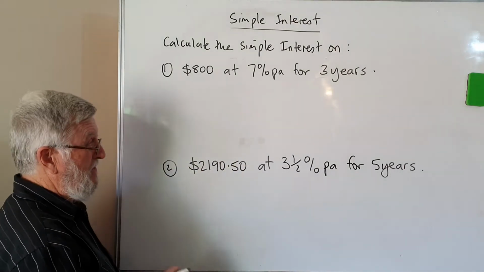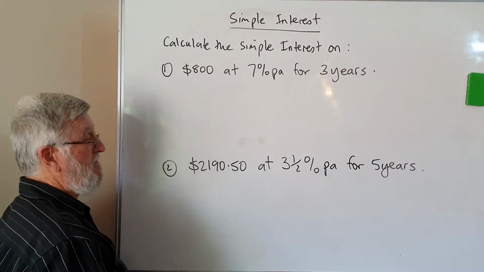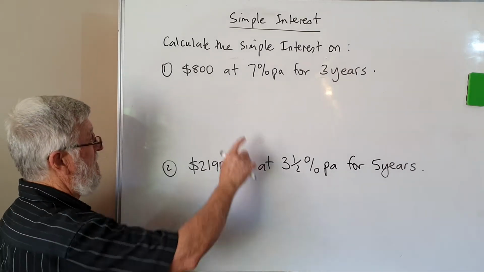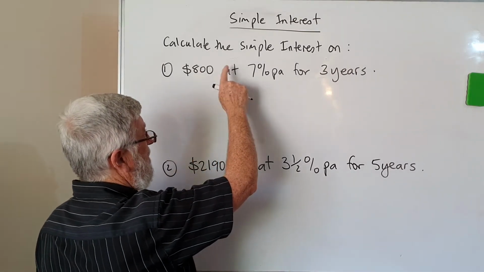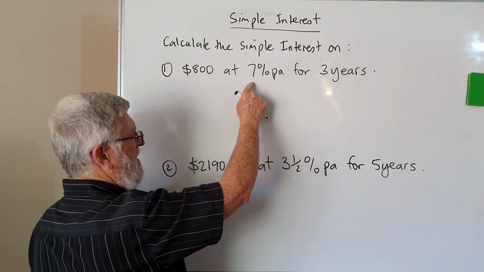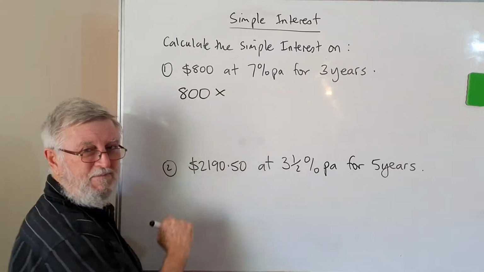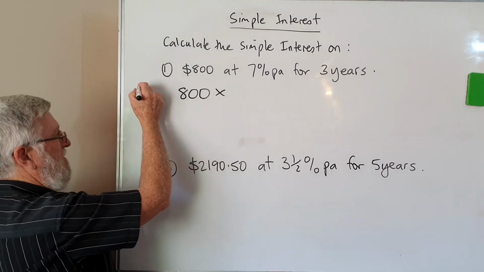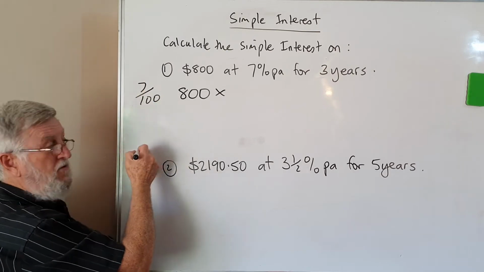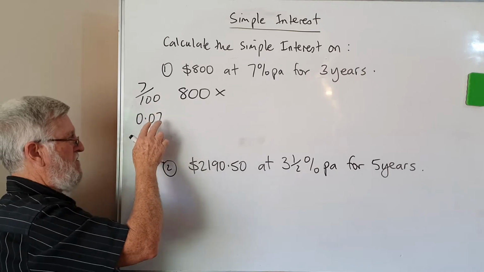One of the things I'd like to do in some ways is talk about that it's all going to be multiplied. Forget about formulas and everything else. It's $800 and you're going to calculate 7%. So in simplistic terms, we're just going to go 800 times by 7%. 7% we could write as 7 over 100, or we could write as 0.07. 2 zeros, 2 decimal places.